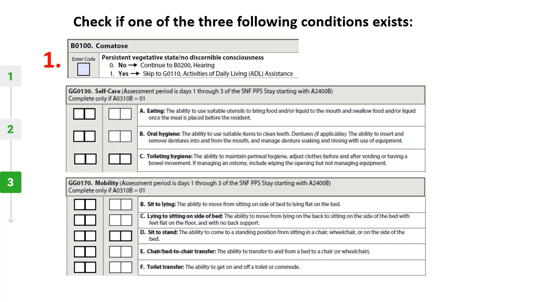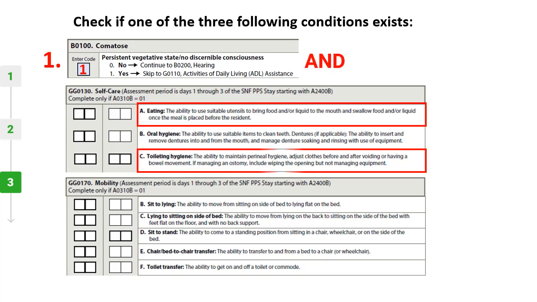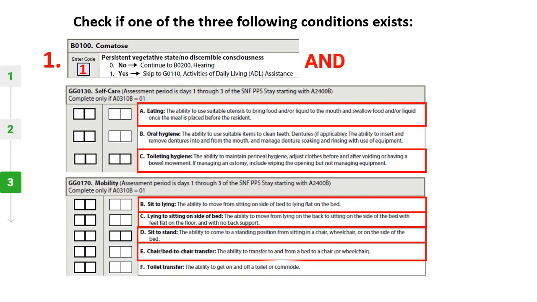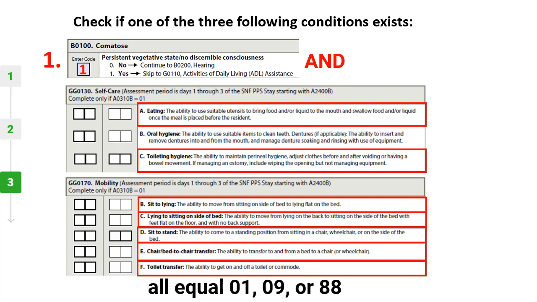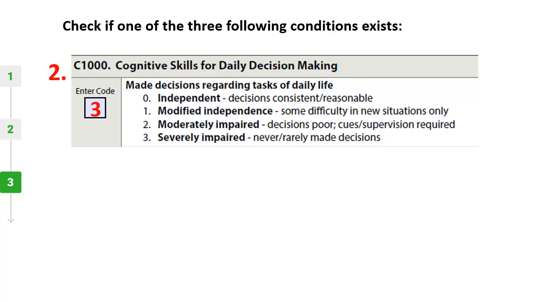Check if one of the 3 following conditions exists: B100 equals 1, and the following Section GG items all equal 01, 09, or 88. Or C1000, cognitive skills for daily decision making, equals 3.